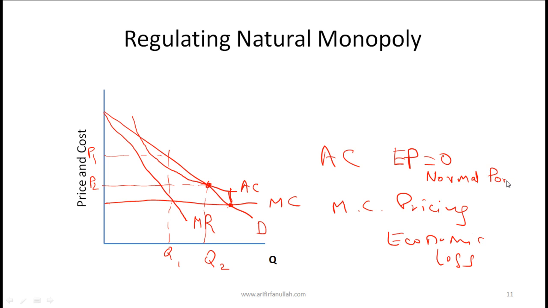So that's it as far as this reading on monopoly is concerned, and as always you now must go back and practice as many questions as possible to fully understand this material.